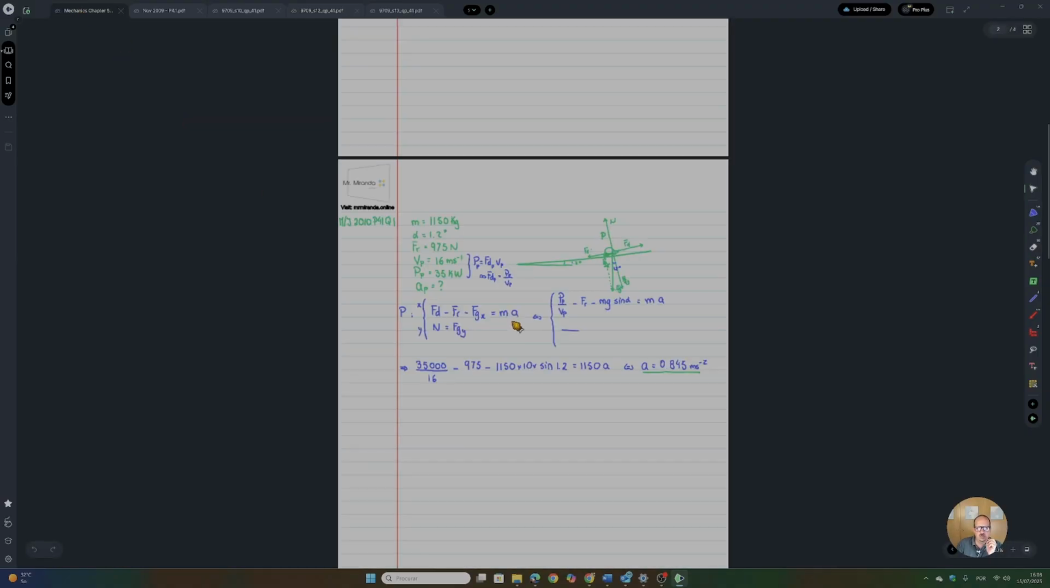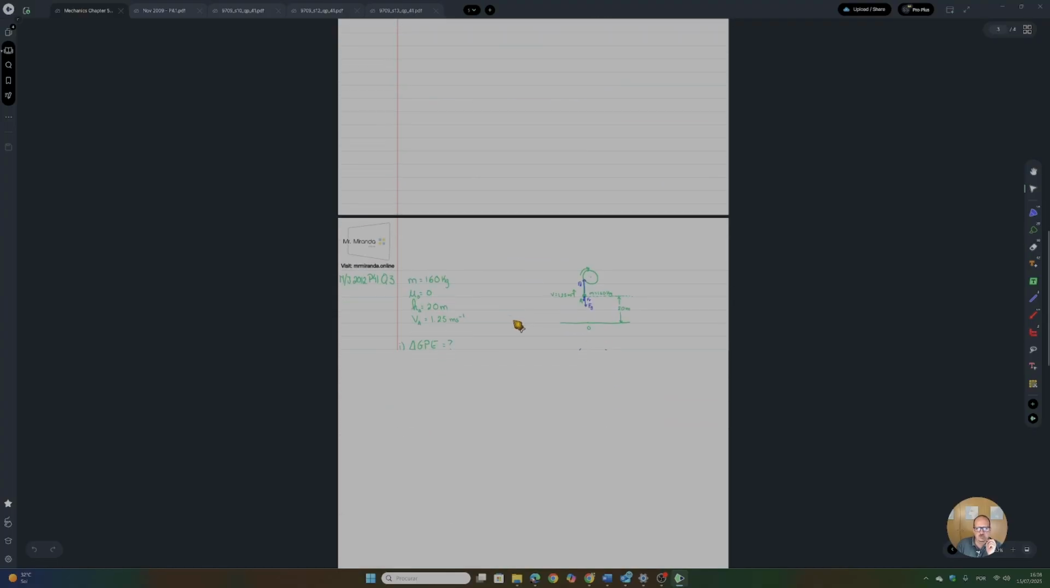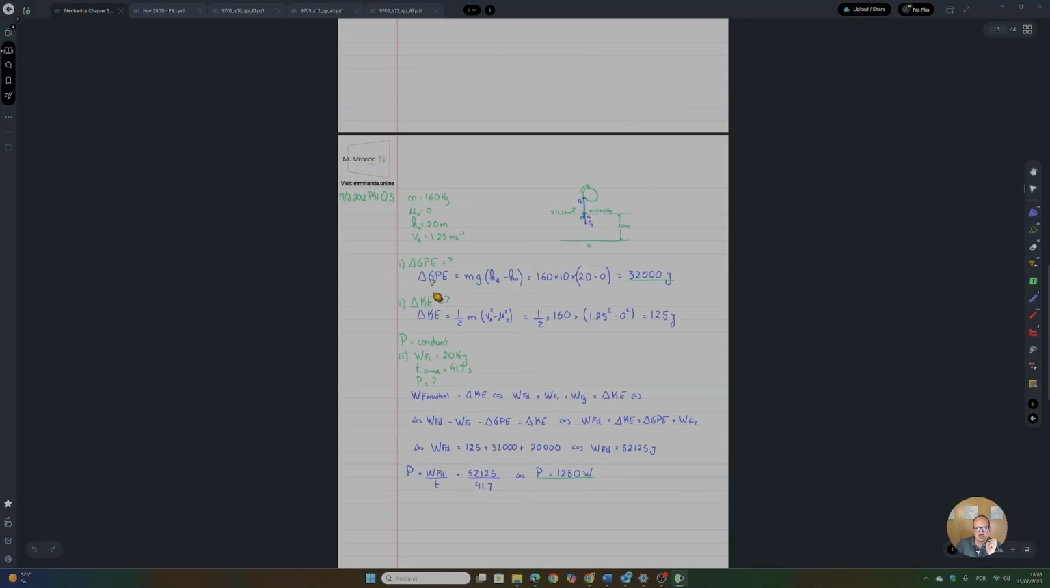Okay, so these two are very, very simple. You just apply the formula, all right? The change in GPE is mg times the change of height, it starts from 0. The height at A is 20, so that's 32,000 joules after substituting everything. The change in kinetic energy is 1/2 of m, the speed at the end squared minus the speed at the beginning squared. This is 0. You have everything there, so the change in kinetic energy is 125 joules.